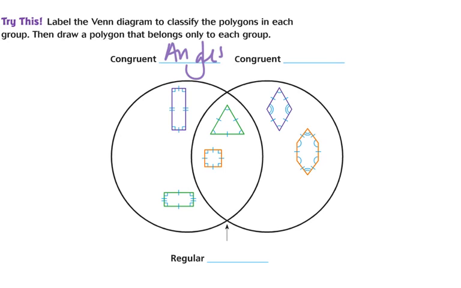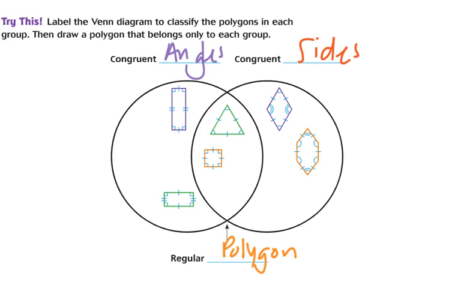Next, we look over here, we have congruent sides. And we see that these are all congruent sides as well. So we know that in this part of the Venn diagram, we're talking about congruent sides. Now in the middle, we have two different figures that have congruent sides and congruent angles. So these would be considered to be regular polygons in the middle.